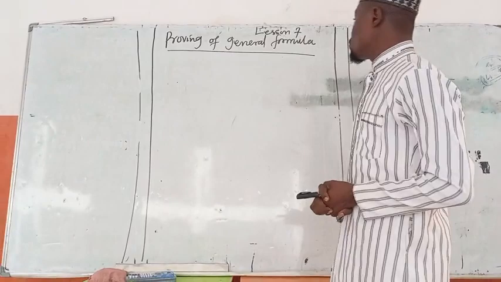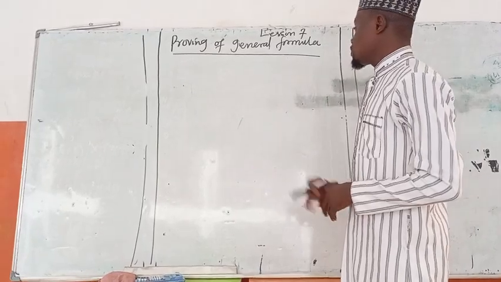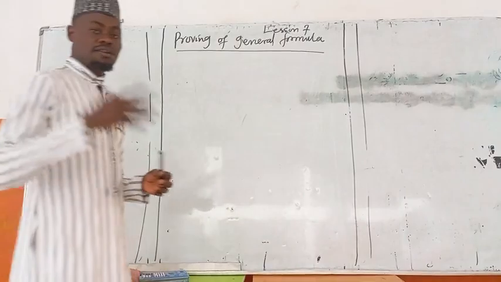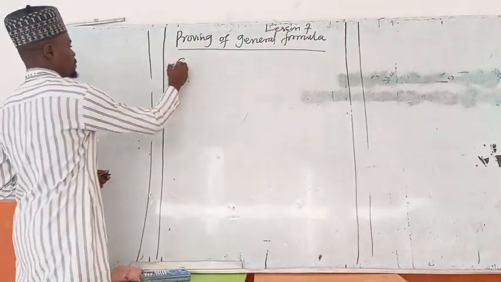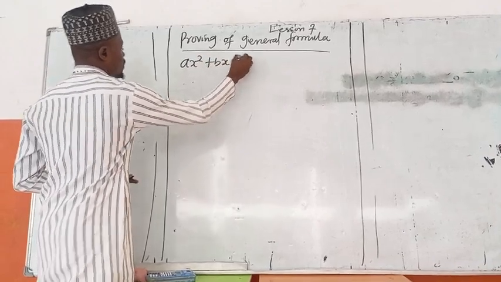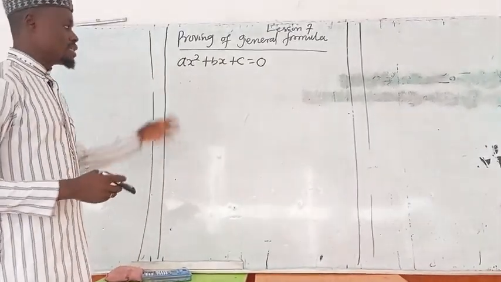Today's video I'm going to show you how to prove the general formula, and this is lesson 7 of the quadratic equation. And the quadratic equation general formula is what? ax squared plus bx plus c is equal to 0. This is an equation of the form of a quadratic equation.